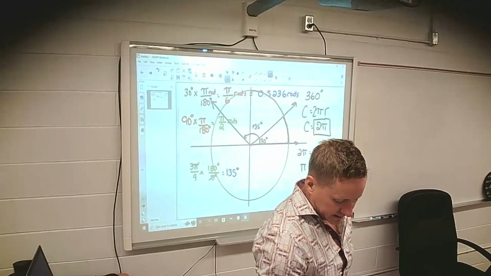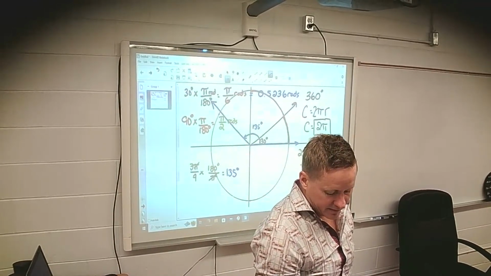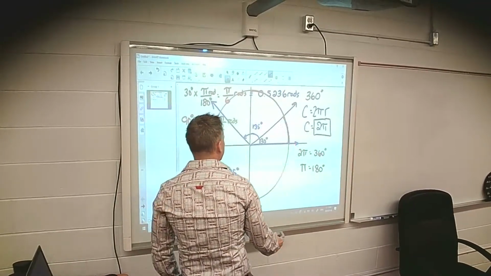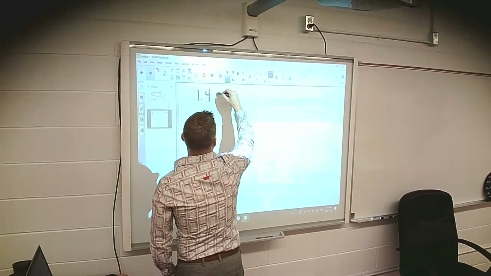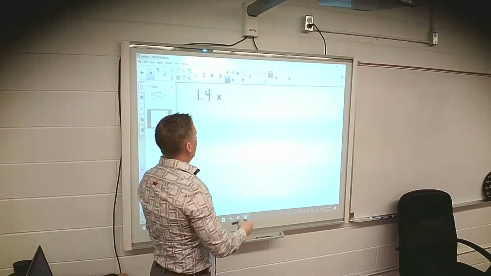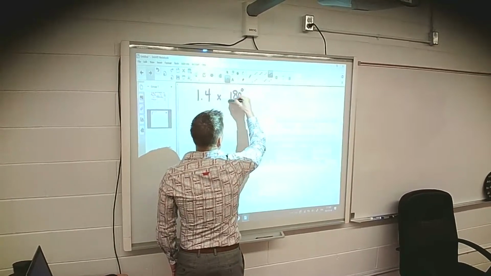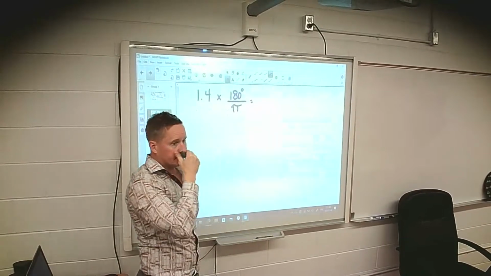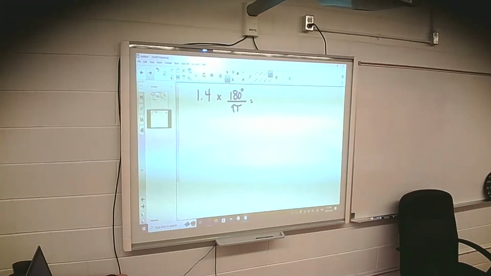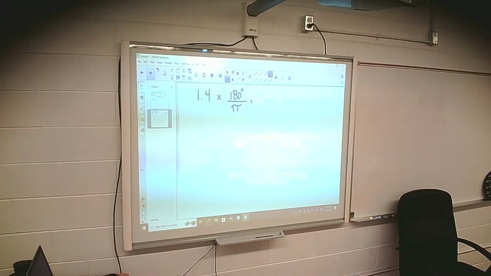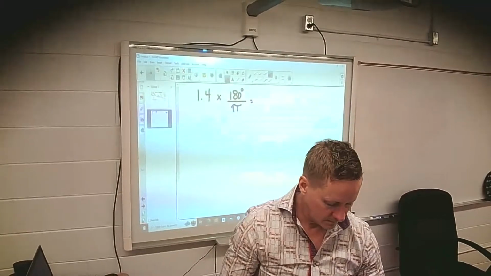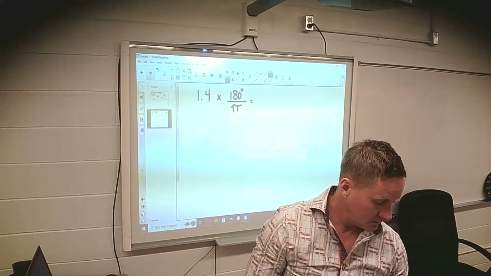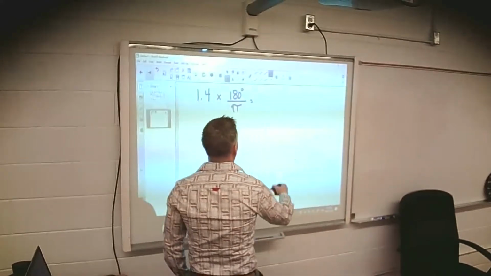Okay, so what you'll see on page 205 is it says estimate each value of each radian measure in degrees. So it gives you the radian measure as a value like 1.4. So to change it to degrees, I put the degrees on top and the radians on the bottom, like that. So take your calculator right now, go 1.4 times 180, divide it by pi. What do you get? I got 80.214.